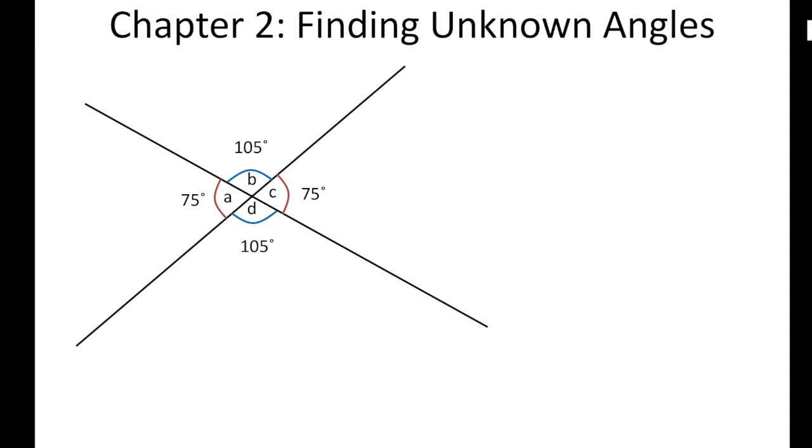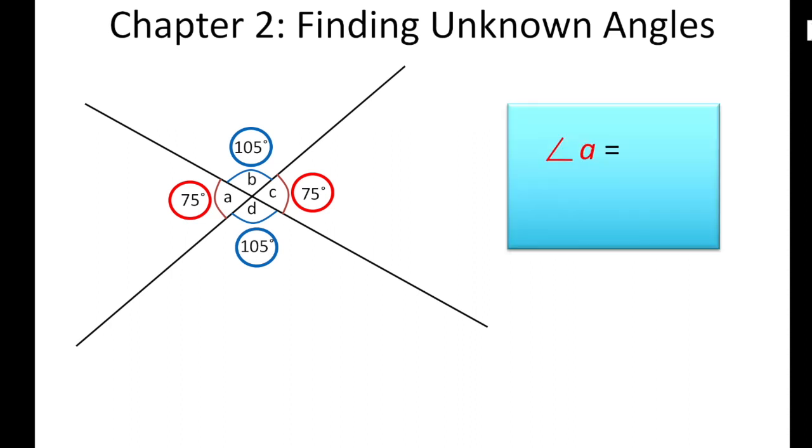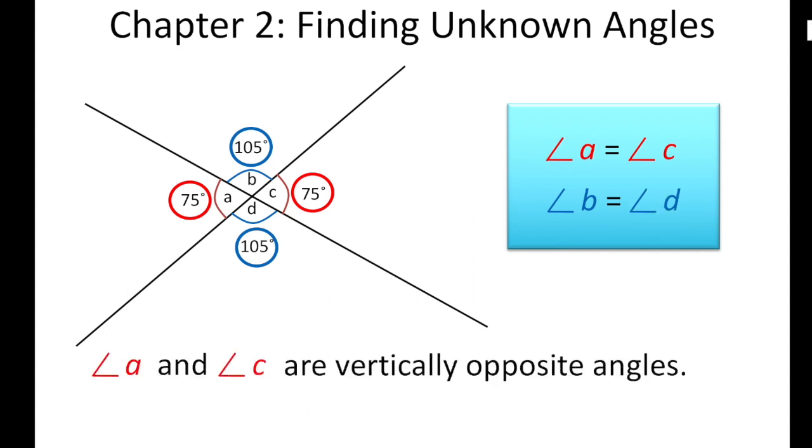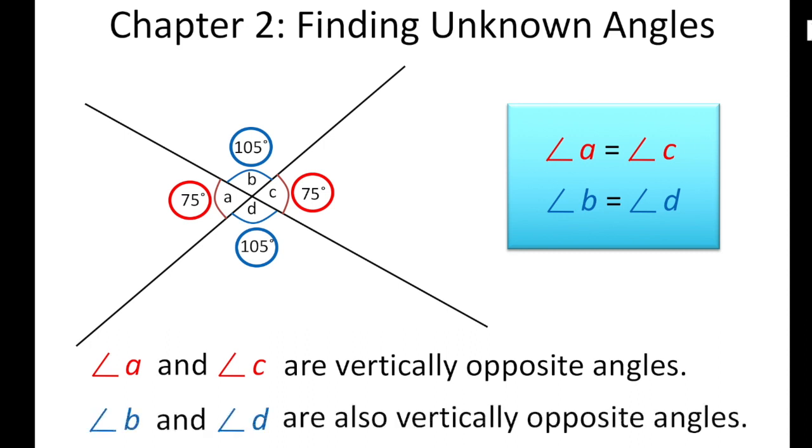What you should see is that the angles that are opposite each other are equal. Angle A is equal to angle C, and angle B is equal to angle D. Angle A and C, two of the angles that are equal, are vertically opposite angles. Angle B and D are also vertically opposite angles.